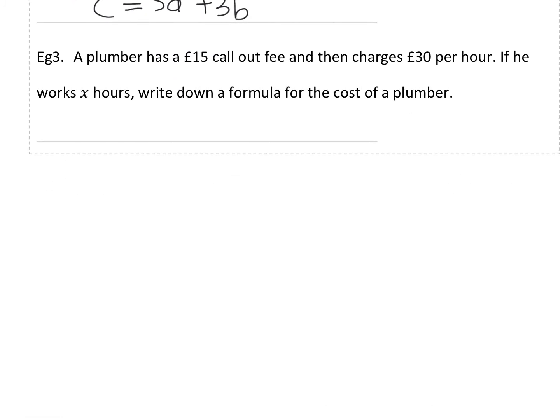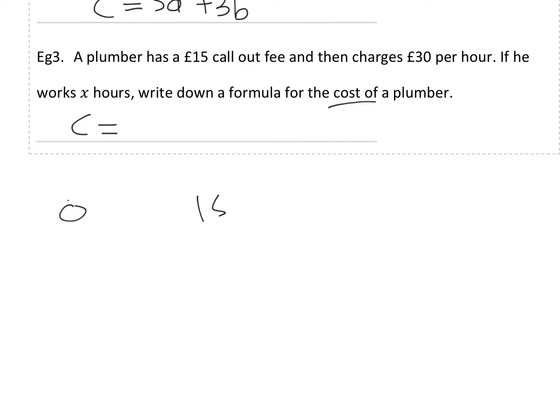Example 3. A plumber has a £15 call-out fee and then charges £30 per hour. If he works X hours, write down a formula for the cost of a plumber. So if we start off with the subject of the formula, we're trying to find a formula for the cost of a plumber. So we'll use C for the cost of a plumber. It can be quite hard when they use the algebra here, so let's just use some numbers to help us understand this formula. Let's say he worked for 0 hours. What would it cost? It would cost £15 because there's a call-out fee of £15 no matter how much he does.